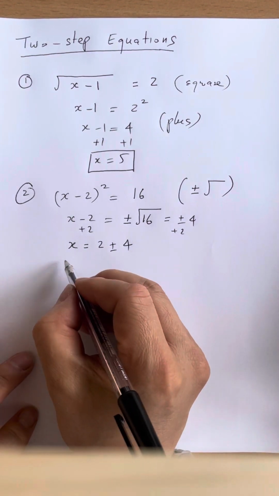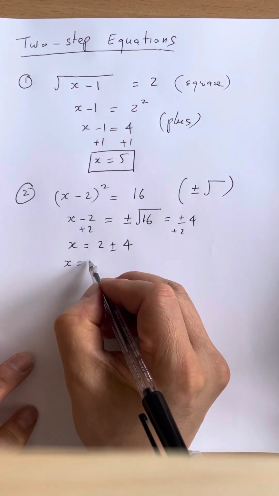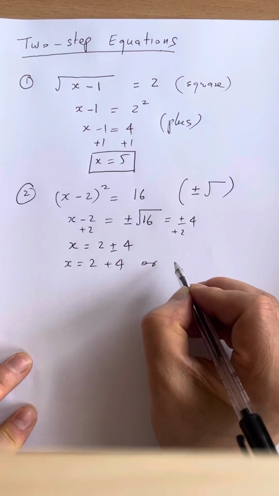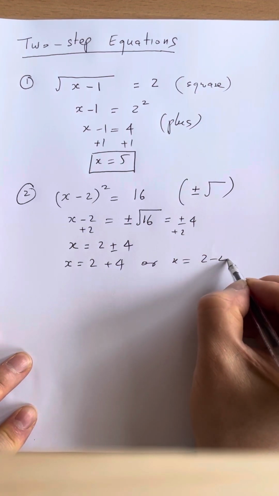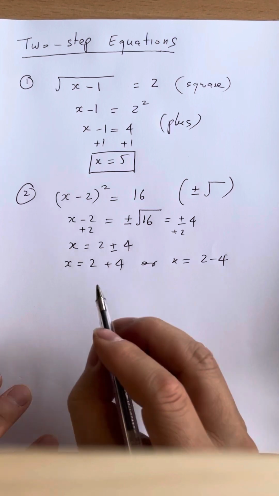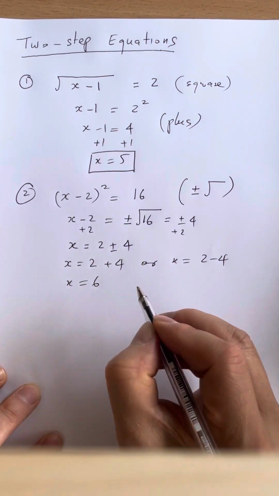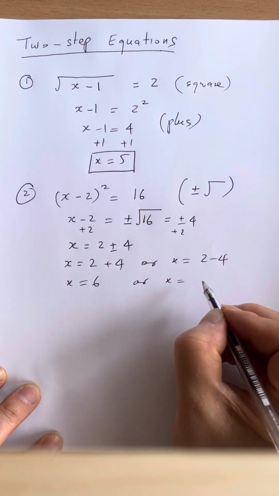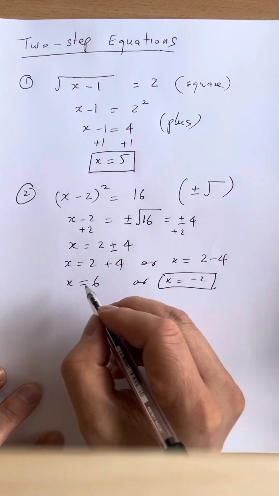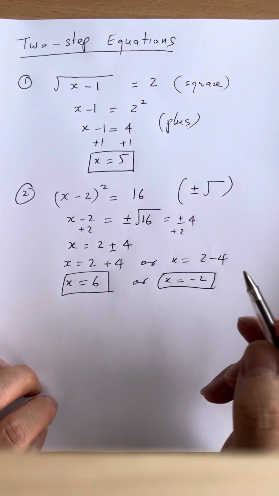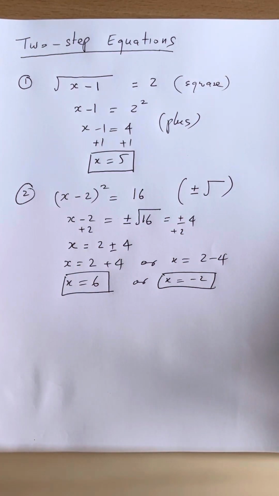So what is plus and minus 4? So you go plus 4 or minus 4. That's what plus and minus means. In other words, x then equals 6 or x equals minus 2. Two possible answers, and when you substitute back into the equation, you find that it works.